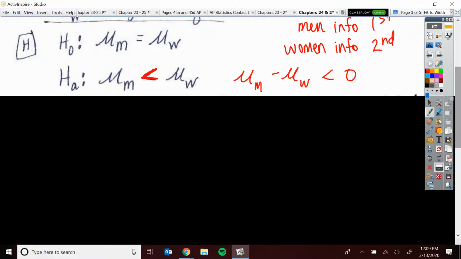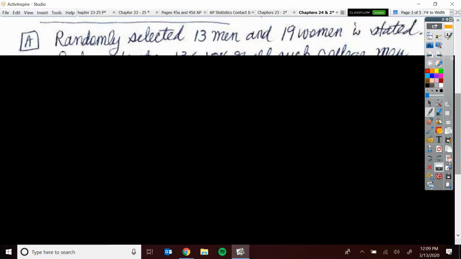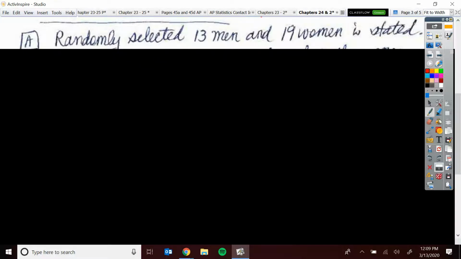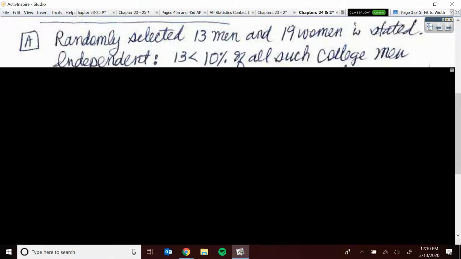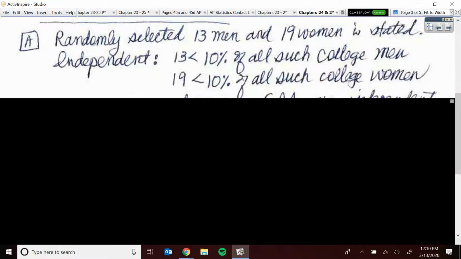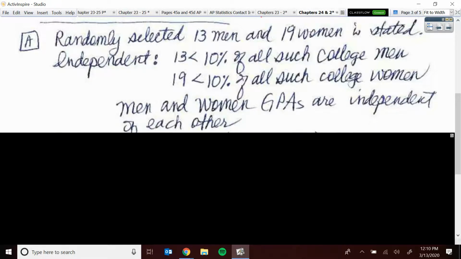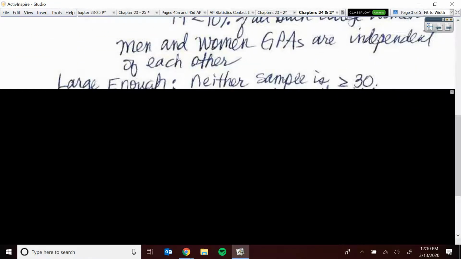So, yep, that's equivalent. So now our conditions are about two sets of subjects, okay? So our randomly selected 13 men and 19 women is stated. And those 13 men is less than 10% of all such college men. 19 is less than 10% of all such college women. And here is where I'm saying that the men and women GPAs are independent of each other, that those two groups are independent. So neither one of them is large enough.